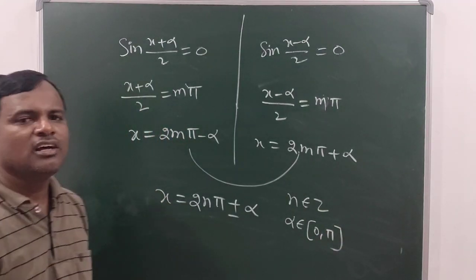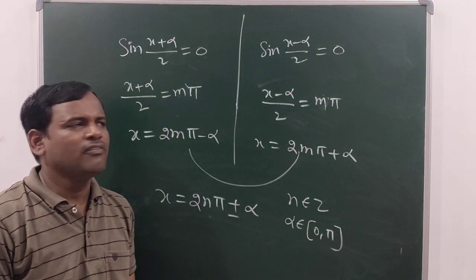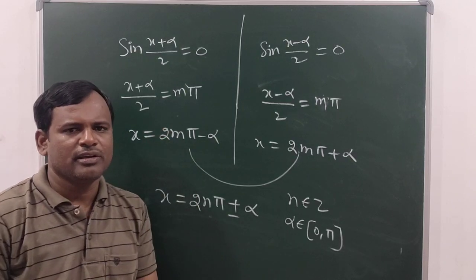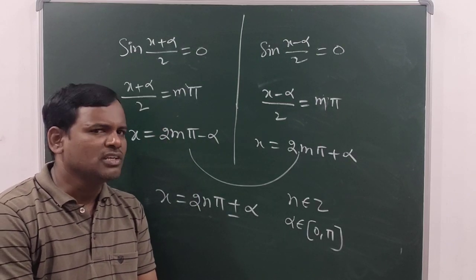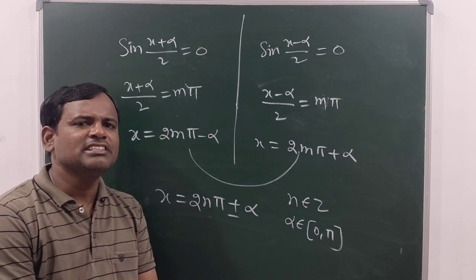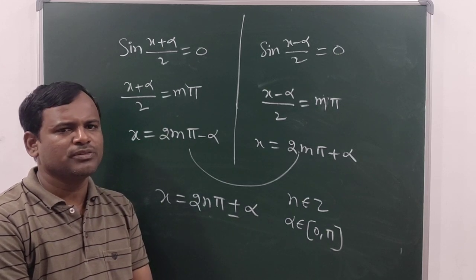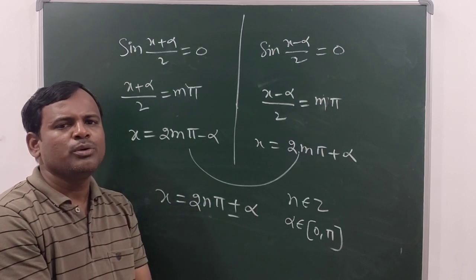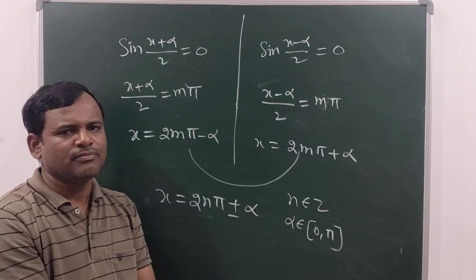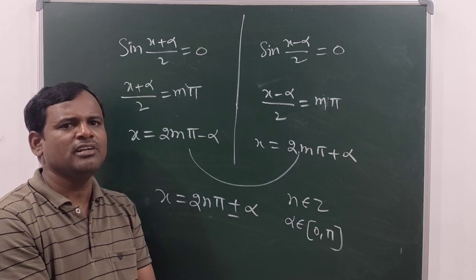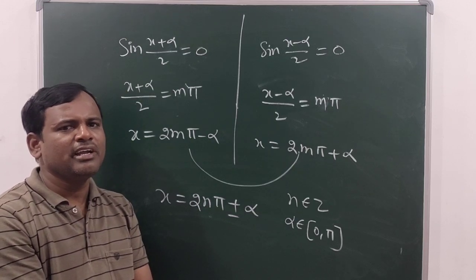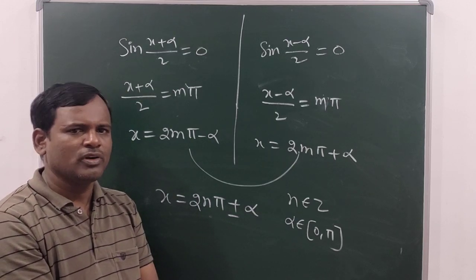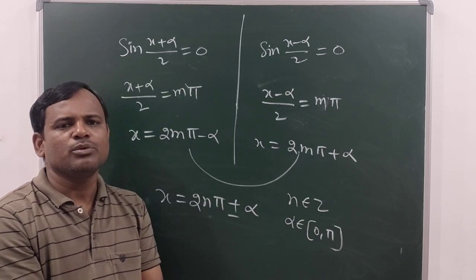So this is the general solution of cos x equal to k, because the cos function gives the value k at many more values of x. What are those values? 2n pi plus or minus alpha. Like this we have to solve the equation cos x is equal to k. Okay, right. Now let us go to the tangent function.